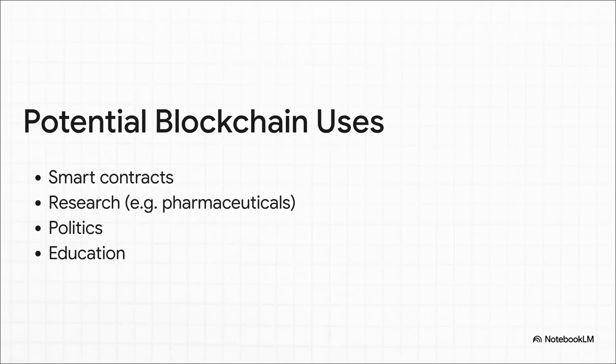I mean, think about it. Because blockchain is, at its core, a system for creating trust without a middleman, its potential is just massive. You could have smart contracts that automatically release a payment the second a package is delivered. You could track life-saving medicines on the blockchain to guarantee they're authentic and not counterfeit. The possibilities for things like voting, scientific research, even education, we're just scratching the surface.